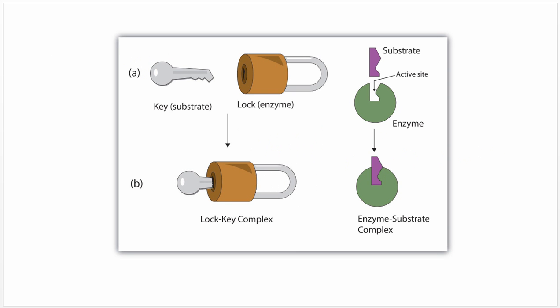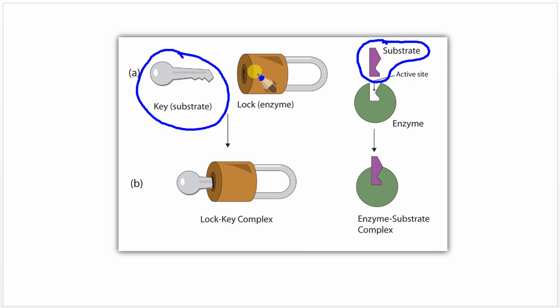This is the lock and key diagram. This helps to explain how enzymes work. So it's an analogy. Here's the key, and we're saying the key is our substrate molecule. So there's our substrate molecule. Now that substrate will only fit in a particular lock. It will only fit in one lock. And obviously the lock is the enzyme.